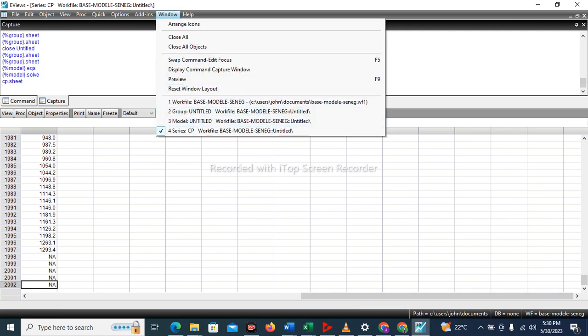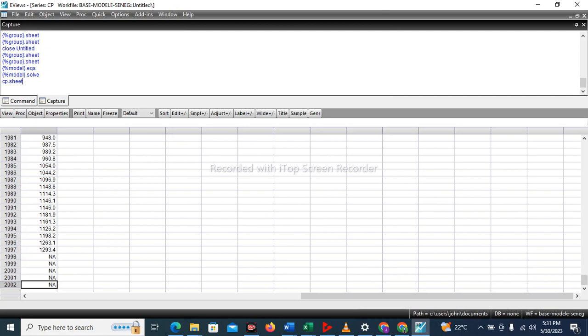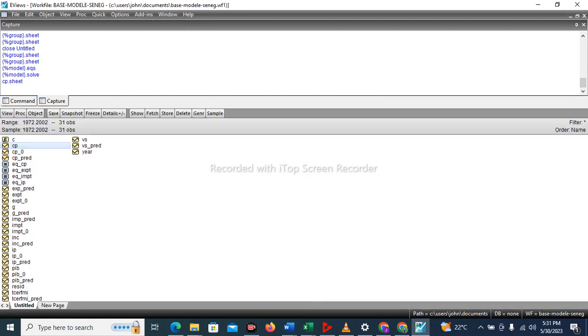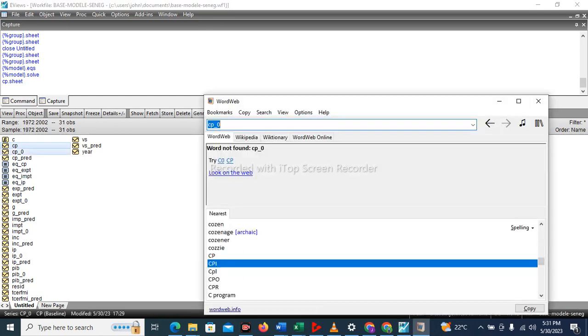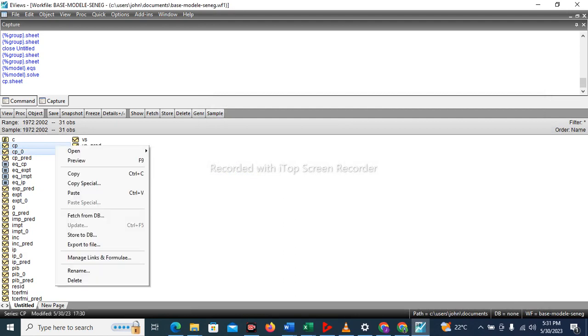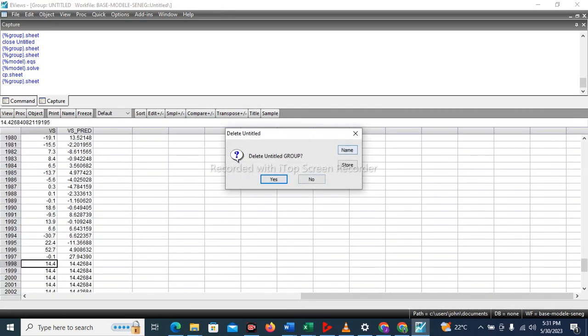Where is the file? Yeah, there it is. So we really need to see now what has happened here. Let's compare our baseline solution with our original data and see what we can have. So open them as a group, then visualize that.